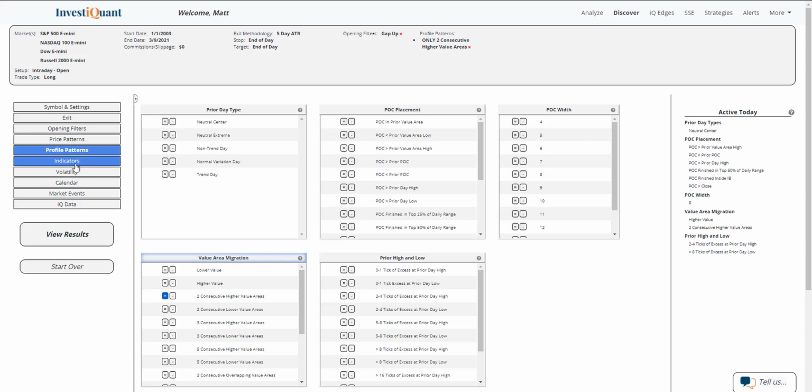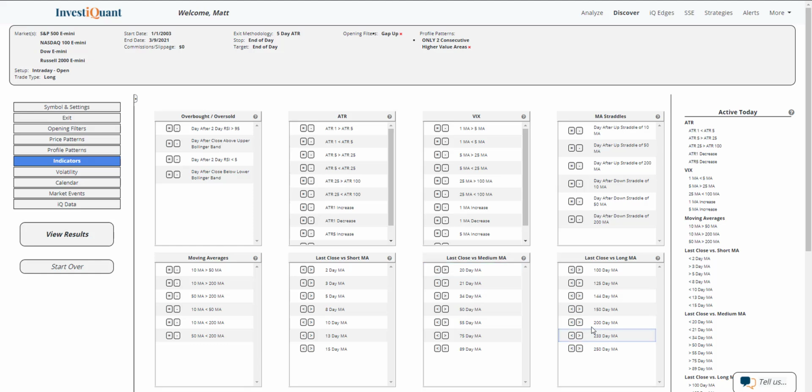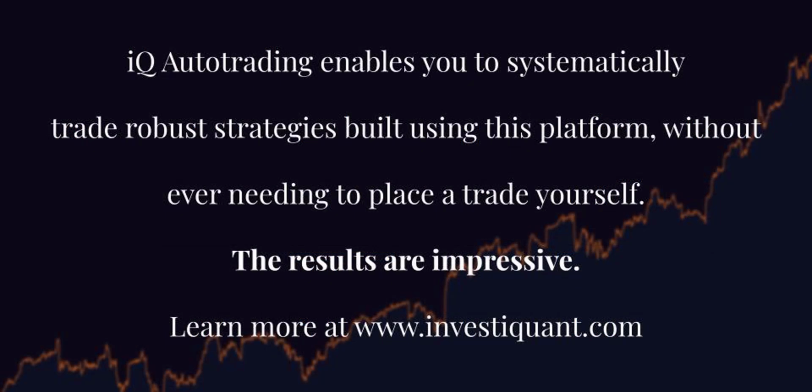And then lastly, I'm going to go into the indicator section, and I'm going to say we are above a 200-day simple moving average, but below a 10-day simple moving average. And then I'm going to click View Results.